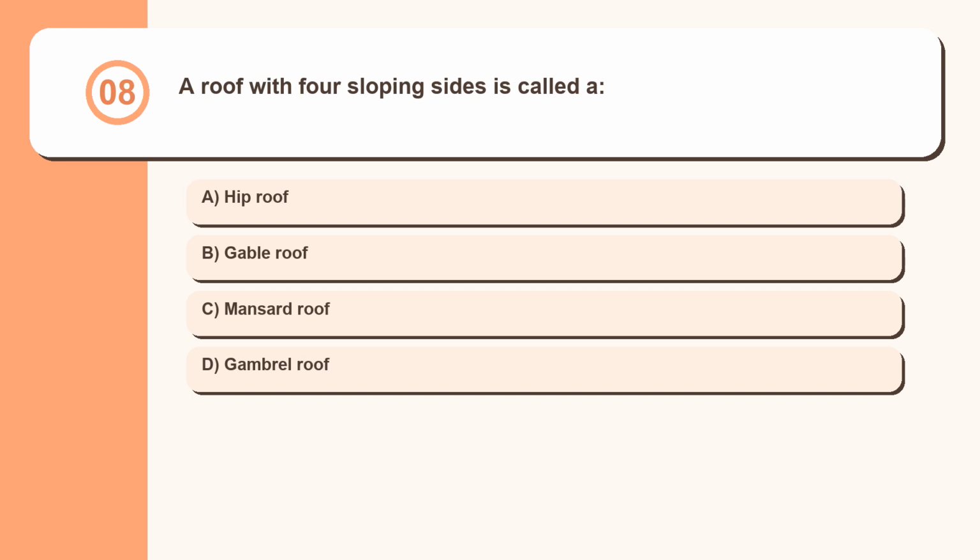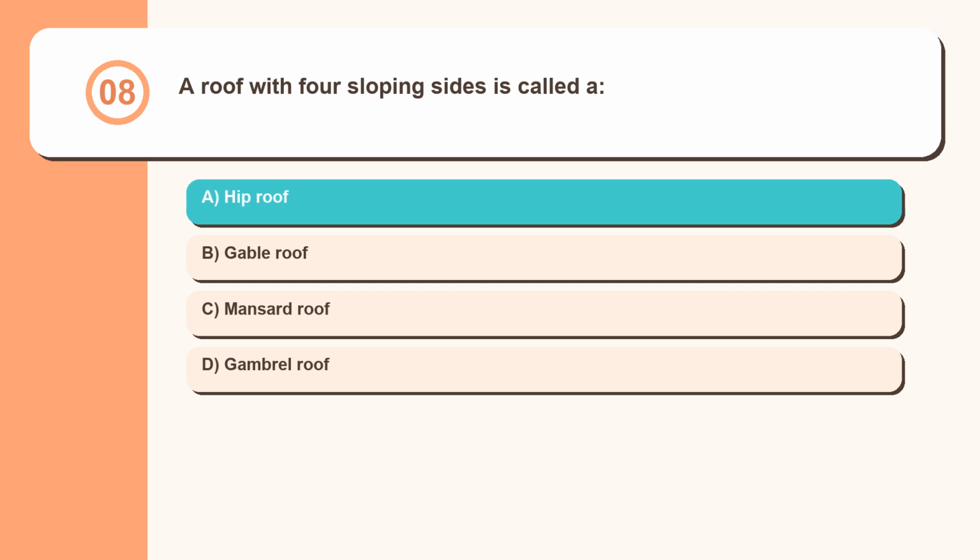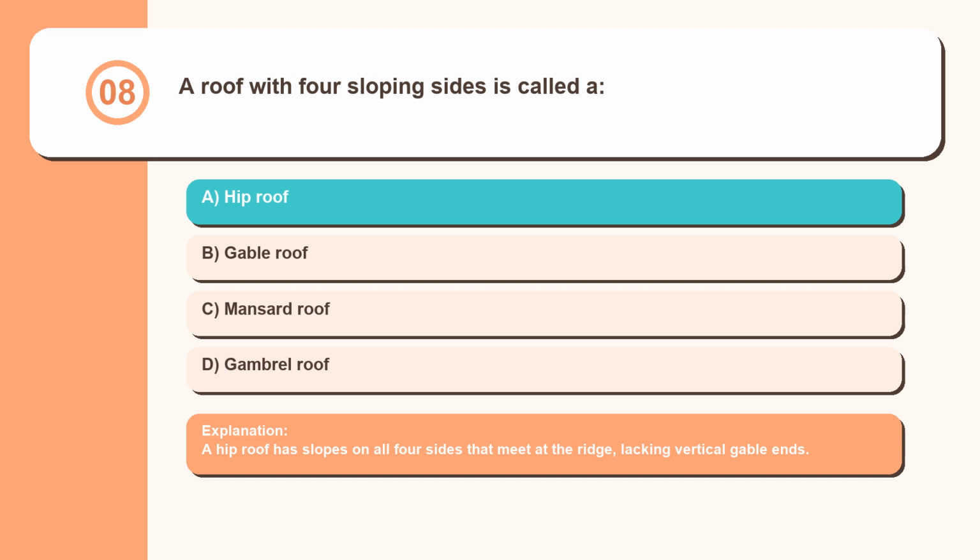Question 8. A roof with 4 sloping sides is called a hip roof, gable roof, mansard roof, gambrel roof. A hip roof has slopes on all 4 sides that meet at the ridge, lacking vertical gable ends.